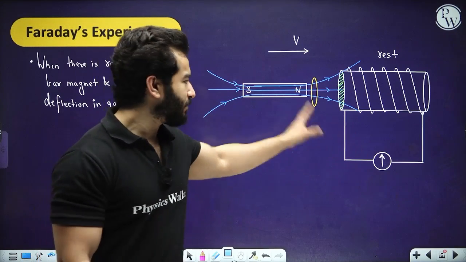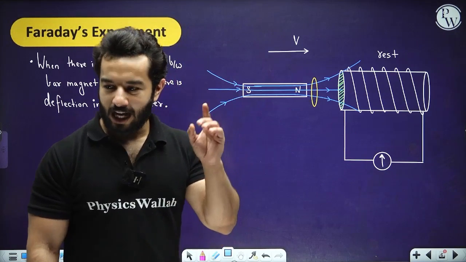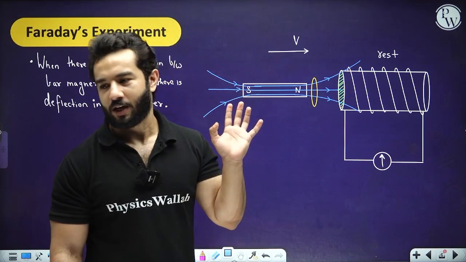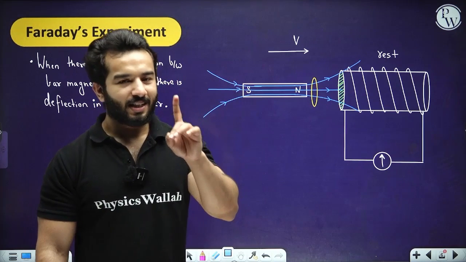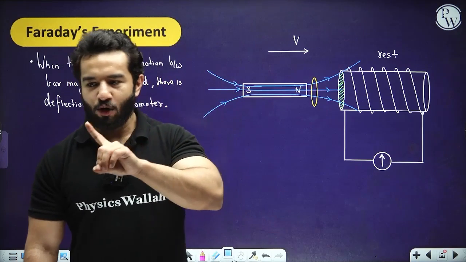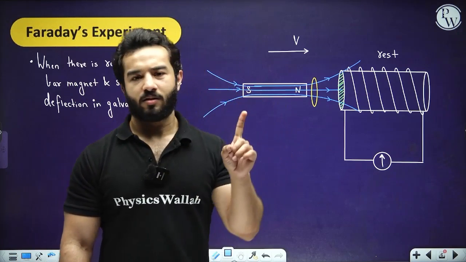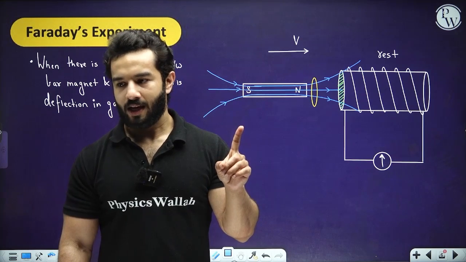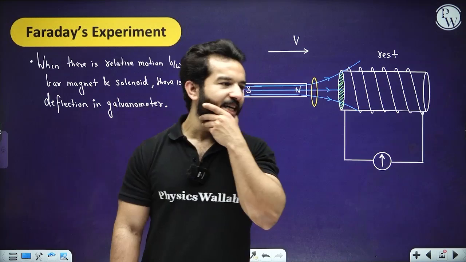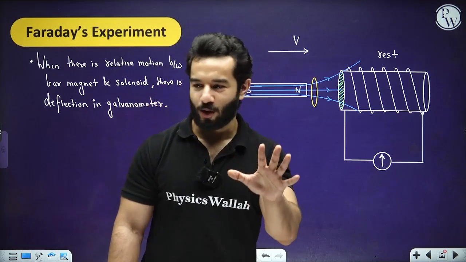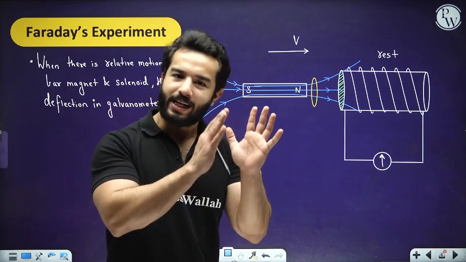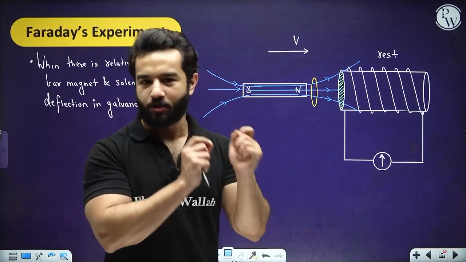We know that there is some deflection in the galvanometer, but without looking at the galvanometer, how can I find out what is going to be the direction of current over here? So the thing is, induced current wants only one thing. Induced current does not want magnetic flux to change. There is a term in English, status quo. So it wants to maintain the status quo. That means it wants to maintain the situation as it was before.